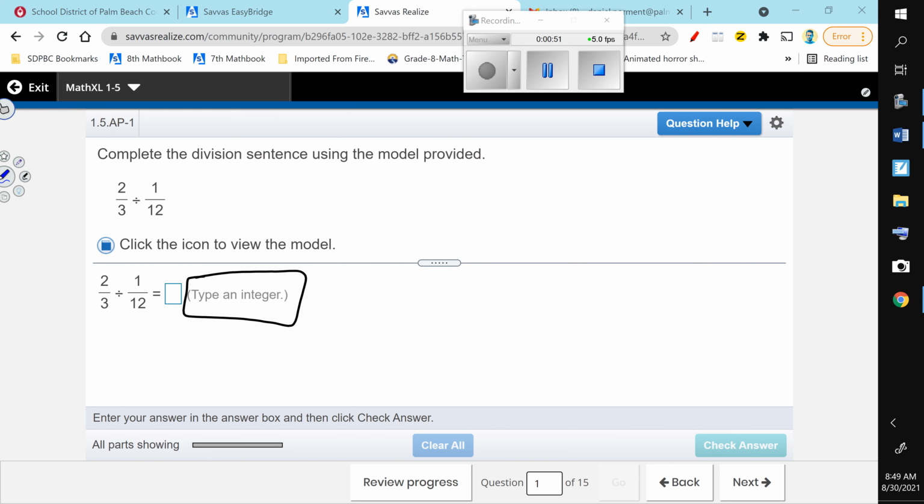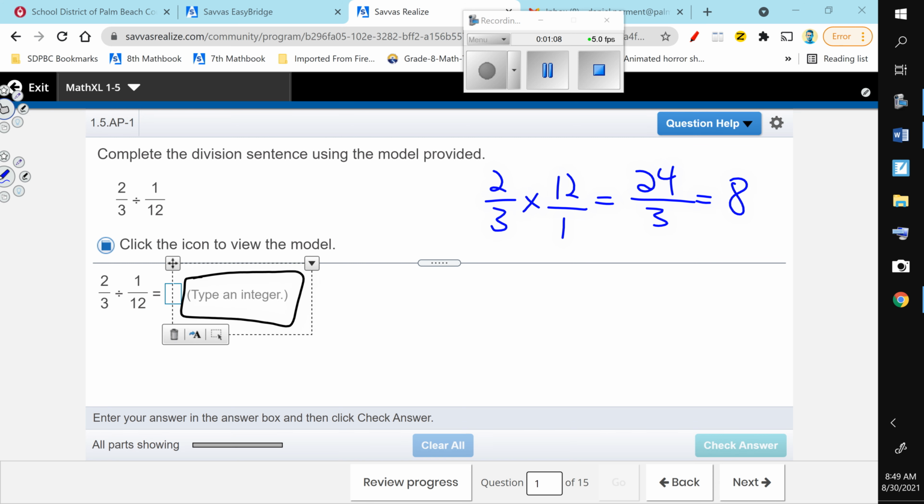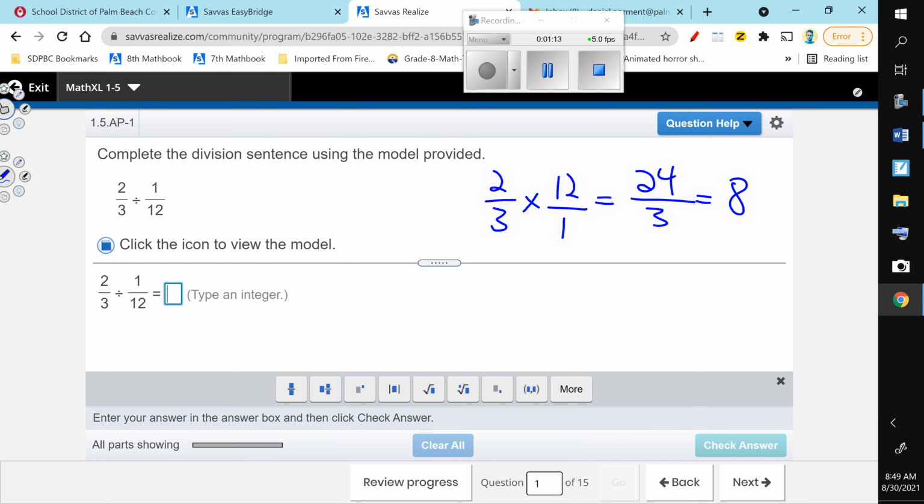So what we're going to do, take the division problem. It's already written. So we're going to rewrite it as a keep and a change and a flip. And then I multiply across. And 24 over 3 is 8. And that is my integer. Now, I don't think you can put 24 divided by 3. Let's find out.